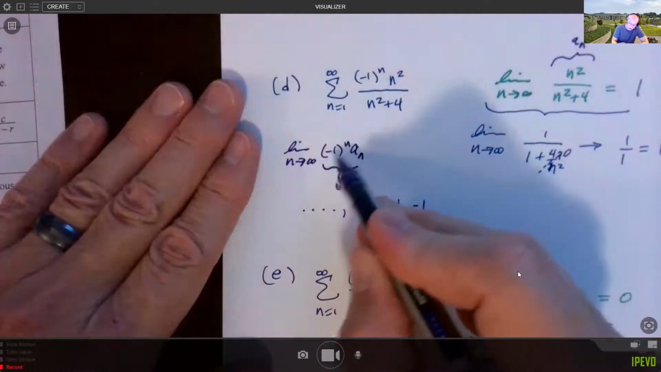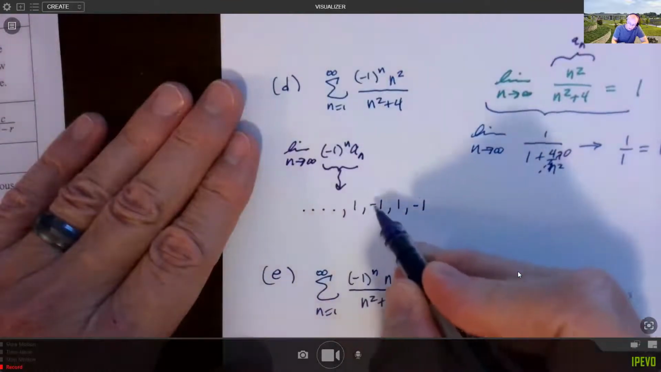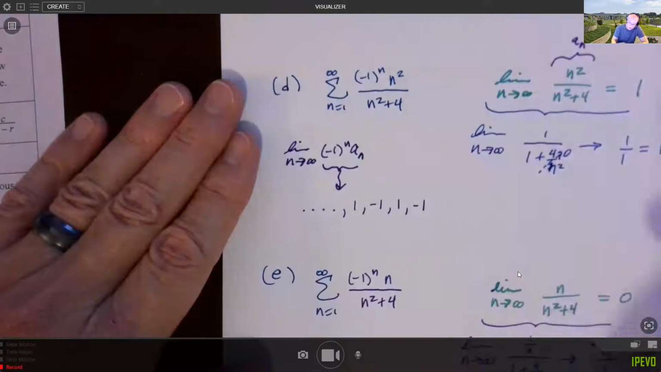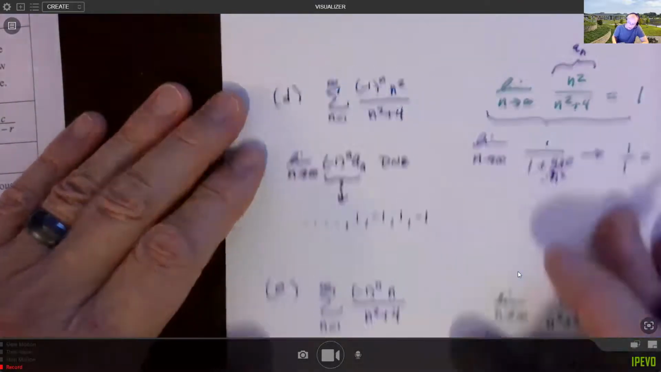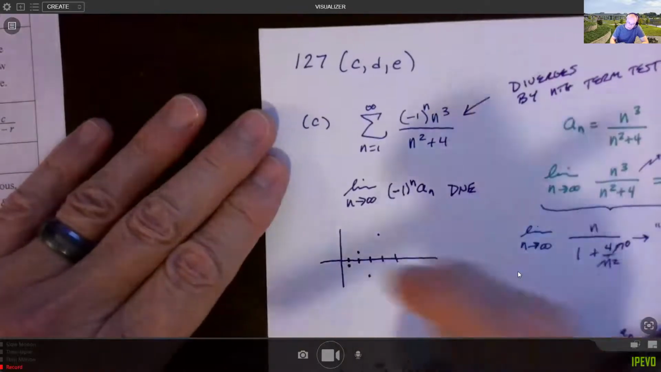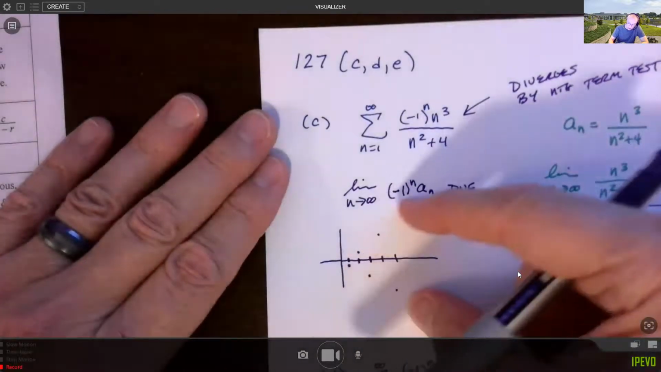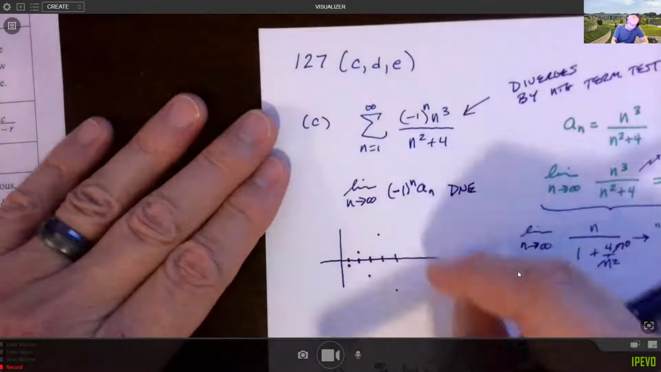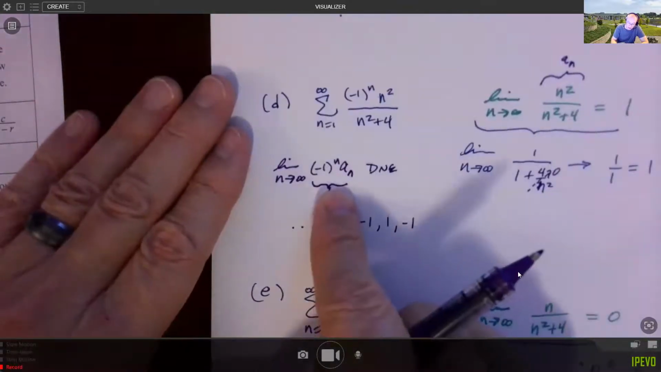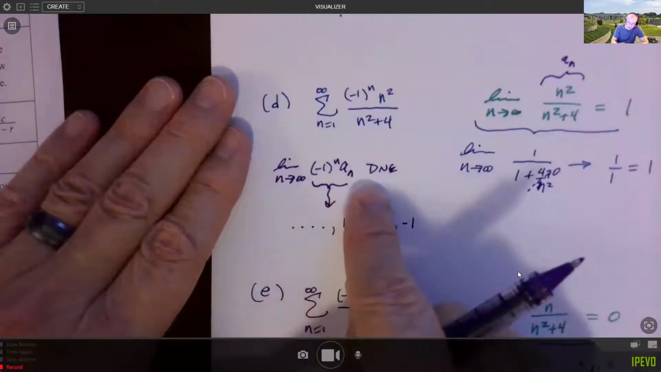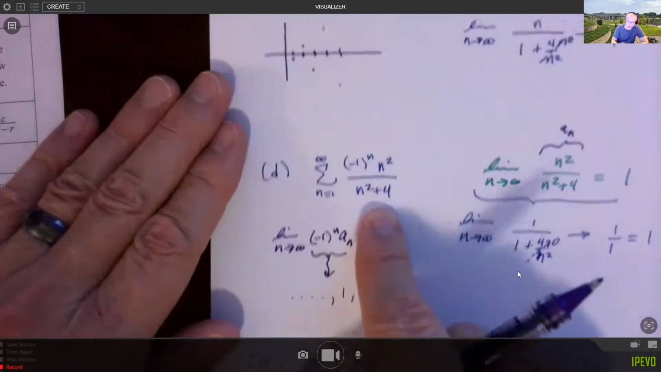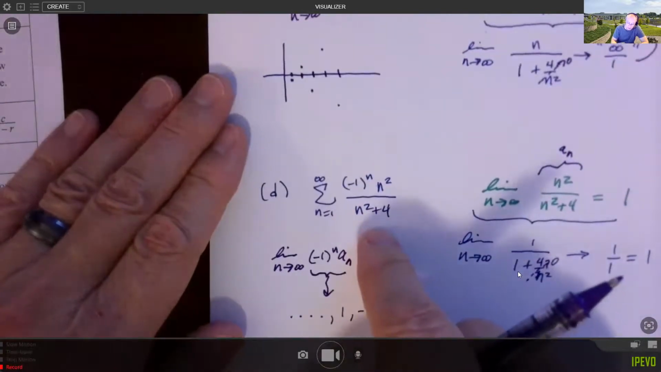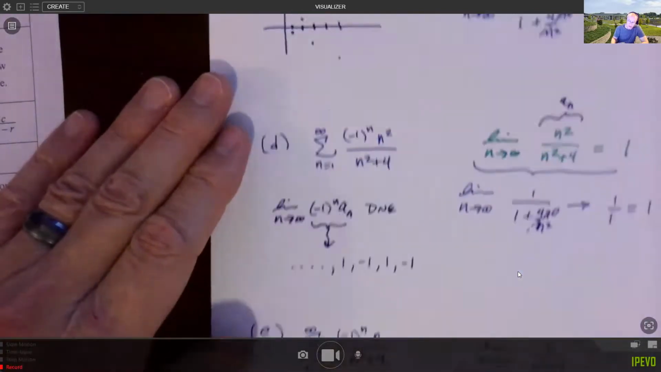It says odd ones are going to be negative. So the odd ones are approaching -1 and the even ones are approaching +1. So again, this limit does not exist. We're just bouncing back and forth. It's like this one here, except we're not just going away. We're bouncing between -1 and 1. And so again, the limit of that sequence does not exist. So it is not equal to 0. And so this one here diverges by the nth term test as well. So C and D both diverge by the nth term test.